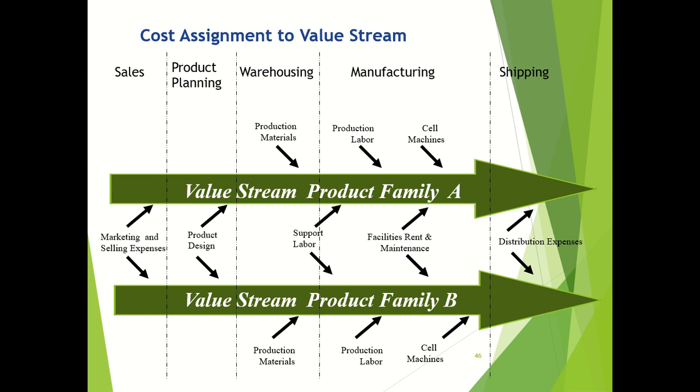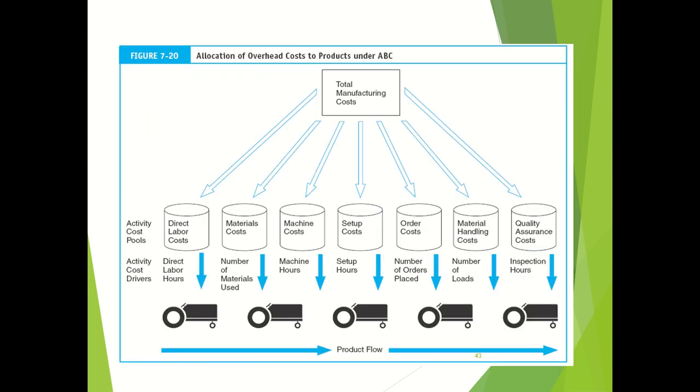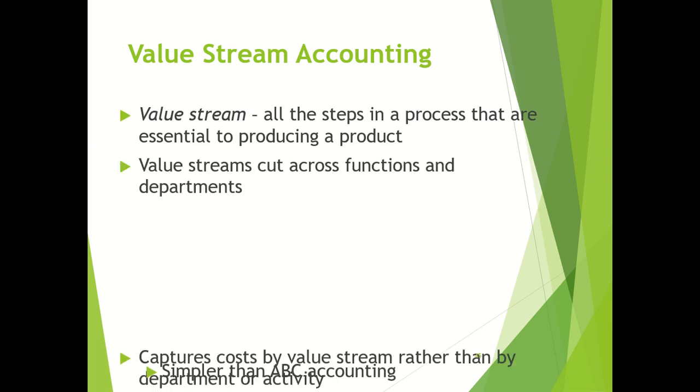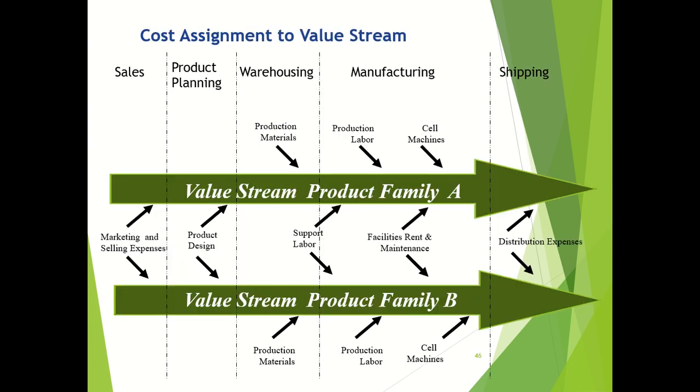Mapapansin mo, yung production material ni family A would only be attributable to family A. For family B, kay family B lang. Okay? Yung product design, it would be separated, segregated in product A and B depending upon the usage, even the distribution of other expenses. Okay, so compared sa kanina na ABC, na ganyan yung itsura, no? We find various activity cost drivers in the value stream accounting. Now, we simplify it by having the value streams and then attaching to it the costs per product family.